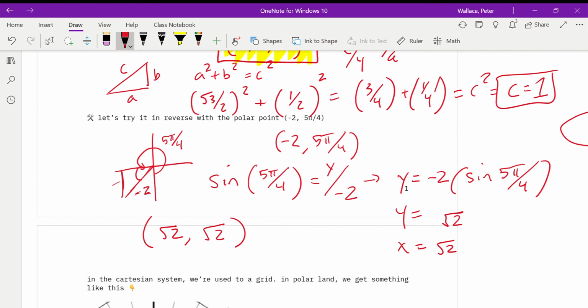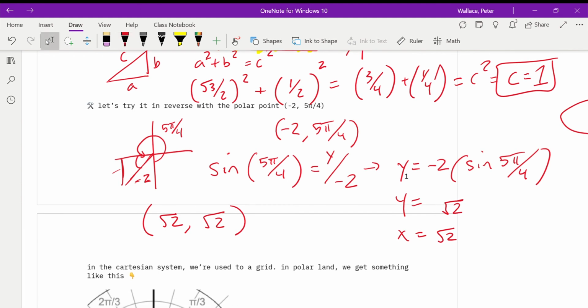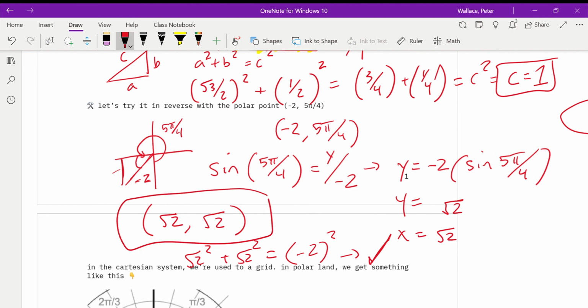So how are we going to go about checking this, rather? We've got our Pythagorean theorem. So I'm going to plug in my x and my y, so root 2 squared plus root 2 squared should equal my original radius, -2 squared, which is correct. Root 2 squared is 2. Another root 2 squared is 2. That's 4. And -2 squared is 4. Does 4 equal 4? Check. We did it right. So this is our answer for our conversion.